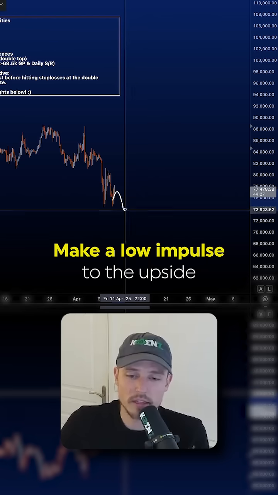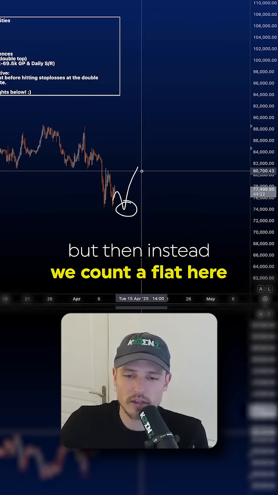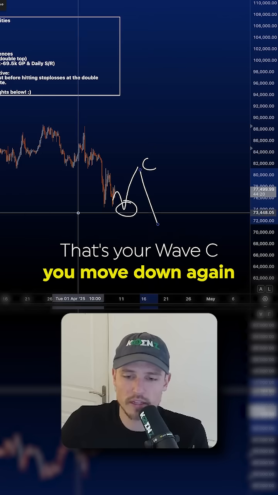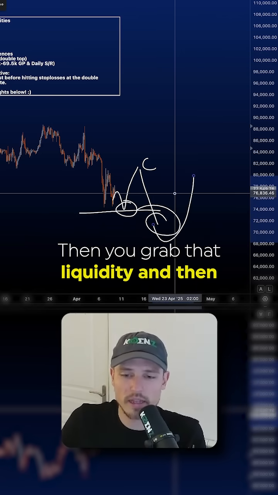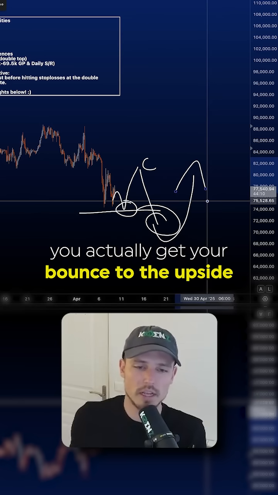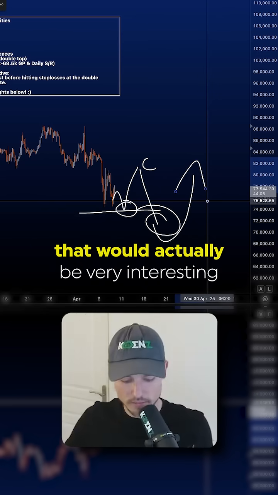Maybe that's the bait. Make a low, impulse to the upside. People think, oops, the low is in, but then instead we count a flat here. That's your wave C. You move down again. The early longs are liquidated. Then you grab that liquidity and then you actually get your bounce to the upside. From a psychology point of view and bit of like market maker perspective, that would actually be very interesting.